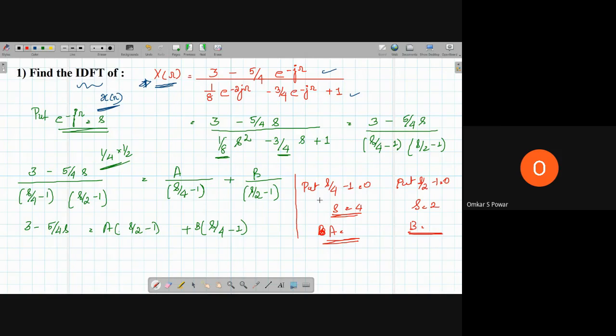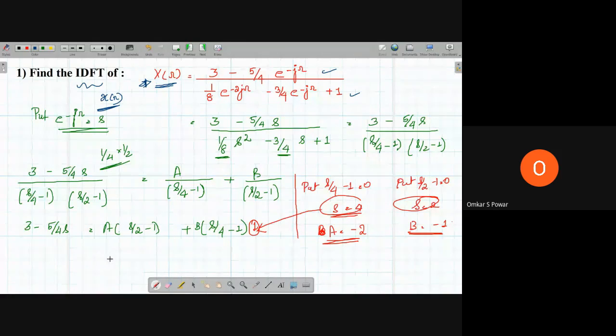You will get the value of B. So put this in equation 1 and solve it. You get the values of A as minus 2 and B as minus 1. Those things you can do, it's simple, just substitute these values. I have done the same problems in CTFT also. So those small steps you can do. Now I will substitute A and B directly in this equation. So this is our star.